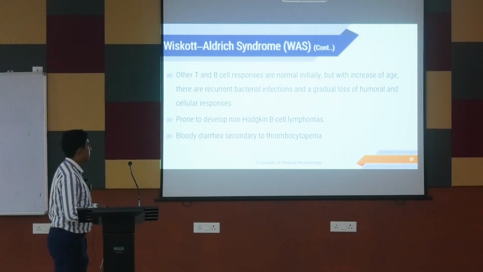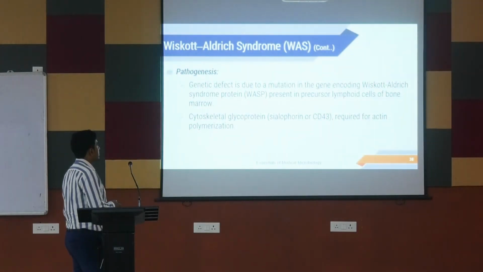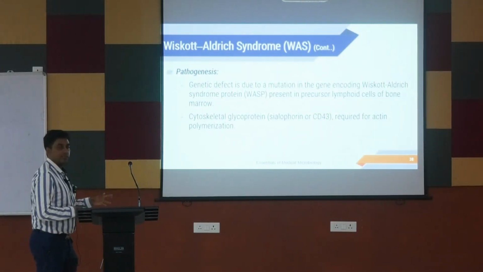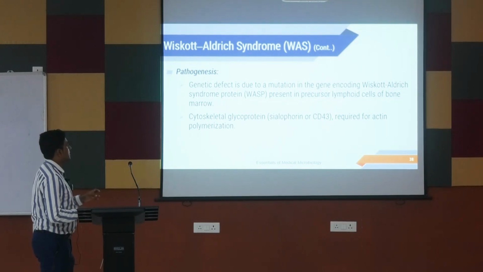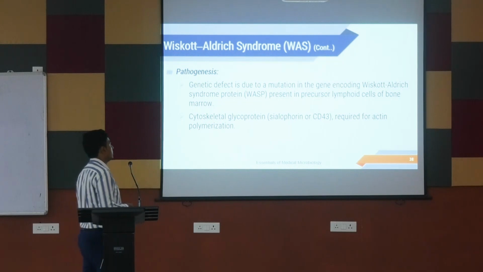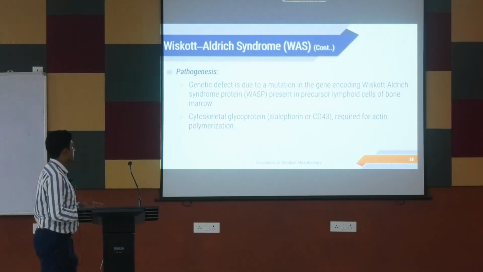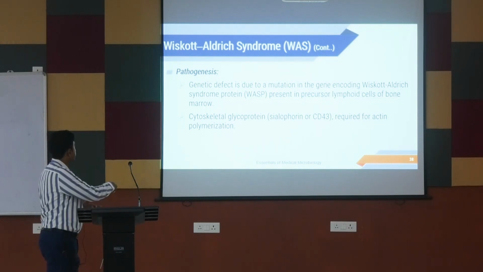What happens is bloody diarrhea secondary to thrombocytopenia. How is the pathogenesis occurring? The genetic defect is due to a mutation in the gene encoding the Wiskott-Aldrich syndrome protein present in the precursor lymphoid cells of the bone marrow. It is a cytoskeletal glycoprotein required for actin polymerization.